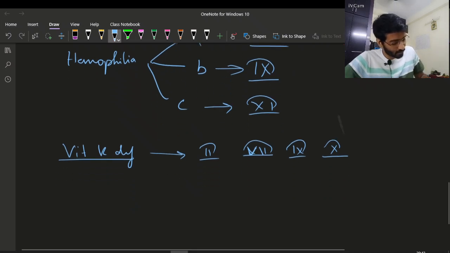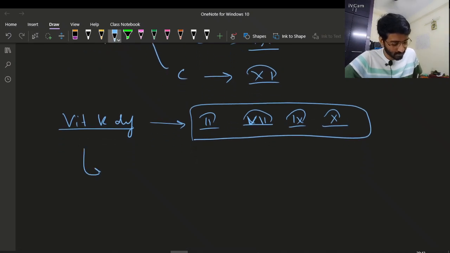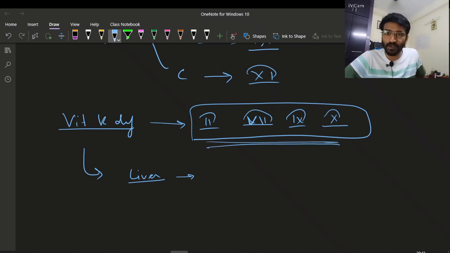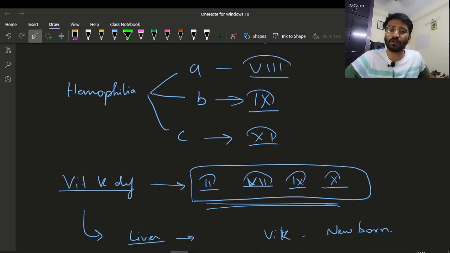Right? And whatever these factors are there, they are vitamin K dependent. Vitamin K is synthesized and stored in the liver. If there is a problem with the liver, these clotting factors will be defective. And in the newborn also, these clotting factors are not yet produced or activated because of lack of vitamin K. That is why we give them vitamin K in the newborn. So simple. These are the problems which are caused within the clotting factor.